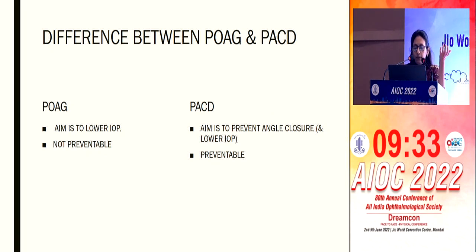So what is the basic difference between POAG and PACD? Normally people think the angles are closed, and think of them as just two separate glaucomas. But the aim in primary open angle glaucoma is to lower the intraocular pressure. In primary angle closure disease, our aim is to prevent angle closure, and by preventing angle closure, you prevent the pressure from rising. So to a certain extent, PACG is preventable, POAG is not.